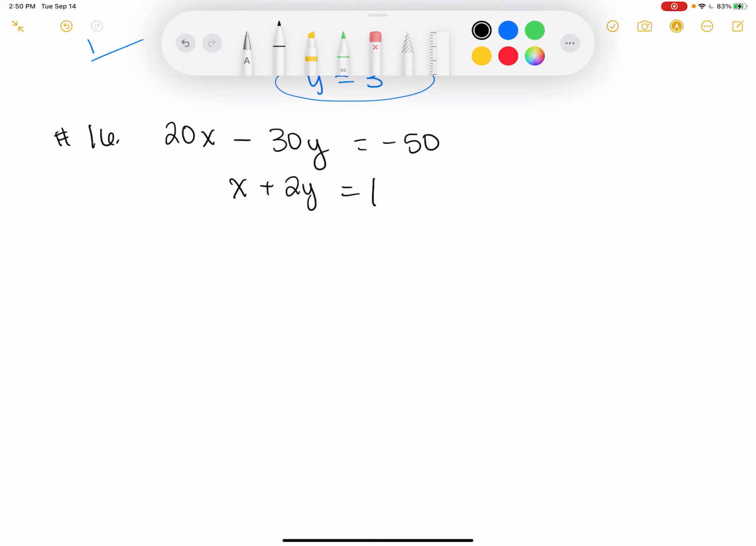I got the answer. You sure? So negative 2y plus 1 equal to x. Yep.